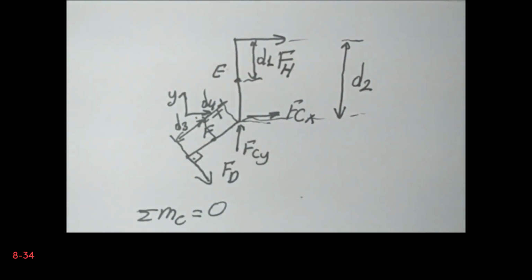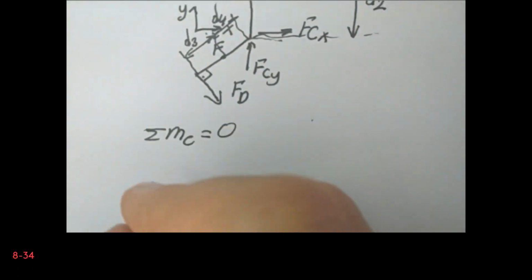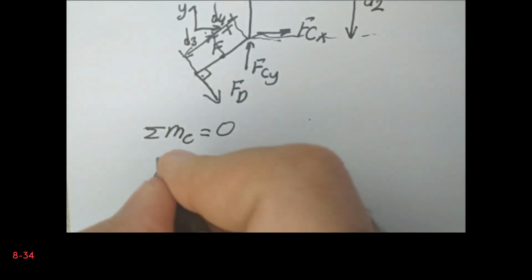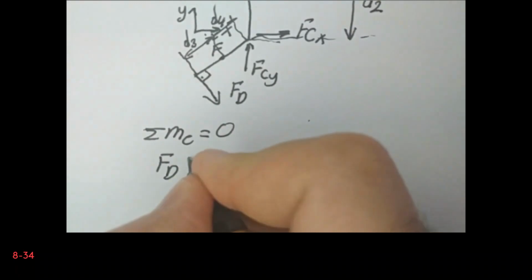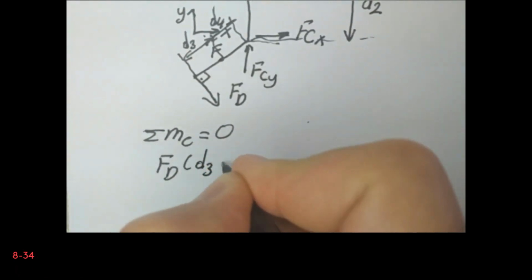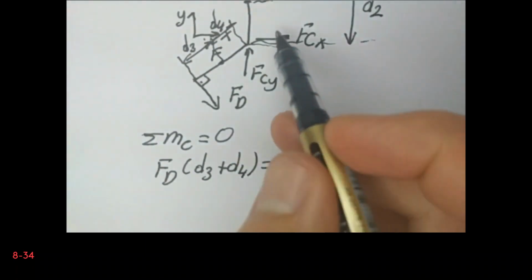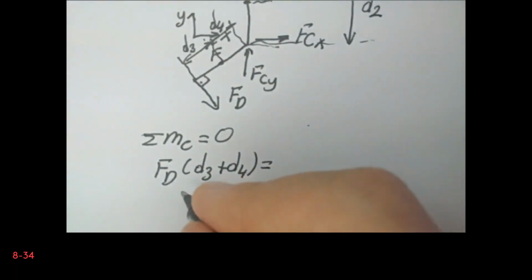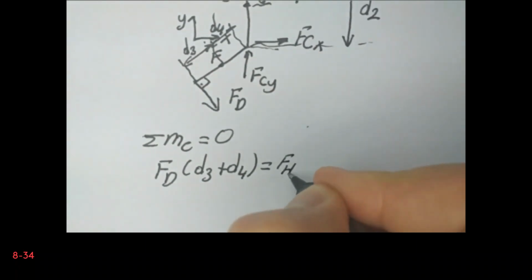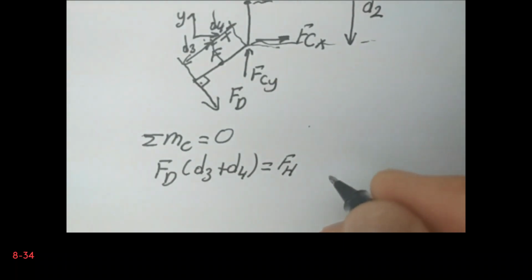Now from here I can easily say that the moment generated by the force coming from the cable, Fd, with the load arm D3 plus D4, is equal to, because they will try to rotate this handle in opposite directions, Fh in the clockwise direction and Fd in the counterclockwise direction, Fh multiplied by D2.